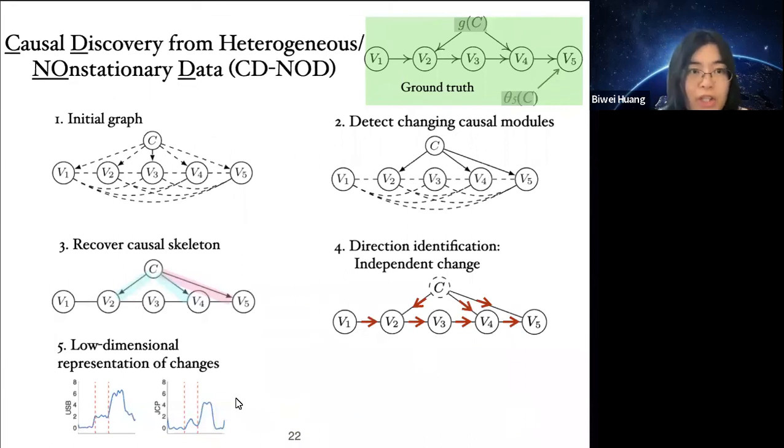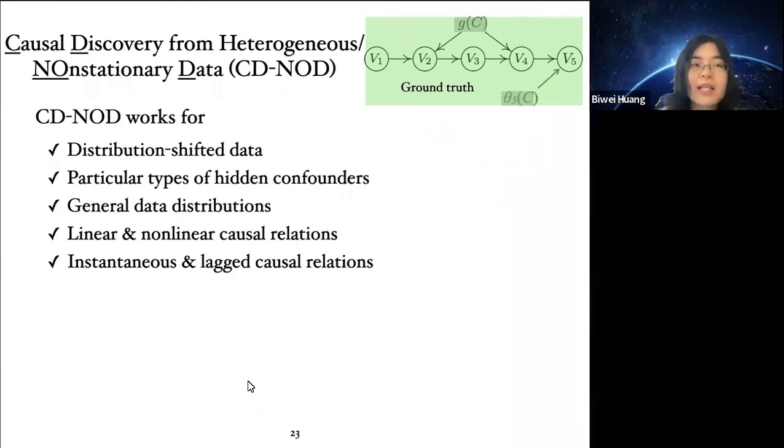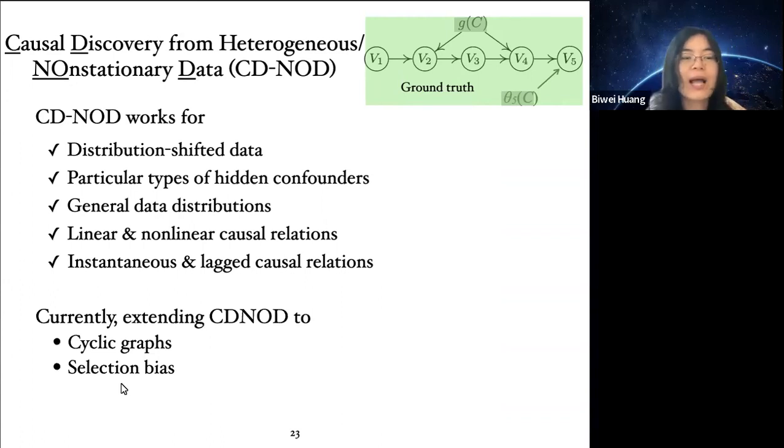After determining the causal structure, we can now learn a low-dimensional representation to visualize how the causal module changes over time or across different domains. So overall, CDNOT enjoys the nice properties that it can handle causal discovery from distribution shifted data. And actually, distribution shifts help for causal discovery. And CDNOT allows particular types of hidden confounders. Moreover, CDNOT doesn't have hard restrictions on the data distribution and on how the causal module changes. And it works for both linear and nonlinear causal relations, and for both instantaneous and time-lagged causal relations. Also, CDNOT can be easily adapted to different kinds of search procedure. Moreover, currently, we are extending CDNOT to handle cyclic graphs, as well as the existence of selection bias.